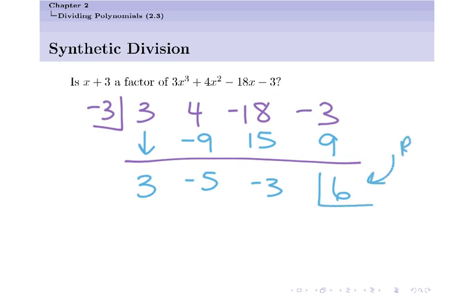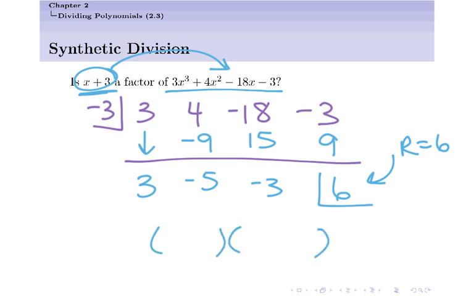Since my remainder is equal to 6, this does not go evenly into this, so I cannot use this to help factor this down into something times something. So the answer for this problem would be no. If it asked you for why, you could say, oh, because the remainder is 6, not 0.